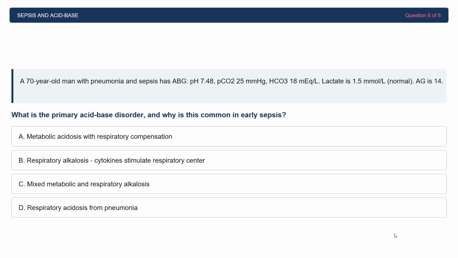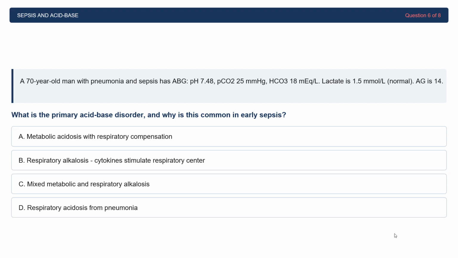Next up, we have a 70-year-old man with pneumonia and sepsis. His ABG shows pH of 7.48, PCO2 of 25, and bicarbonate of 18. Lactate is 1.5, which is normal. Anion gap is 14. What is the primary acid-base disorder and why is this common in early sepsis?